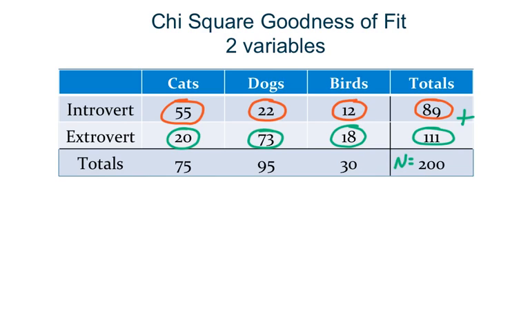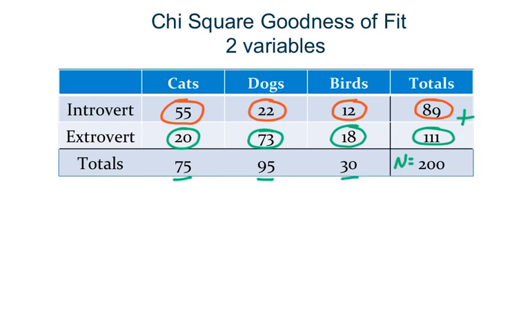Then along the bottom in our columns, there were 75 cat owners, 95 dog owners, and 30 bird owners. So we had 89 introverts, 111 extroverts, 75 cat owners, 95 dog owners, 30 bird owners, and we're looking to see if there's a relationship between pet ownership and personality type. The null hypothesis is that there is no association between pet type and personality, that is, they're independent of one another. The research hypothesis is that there is a relationship or an association between pet type and personality, that they're not independent of one another.